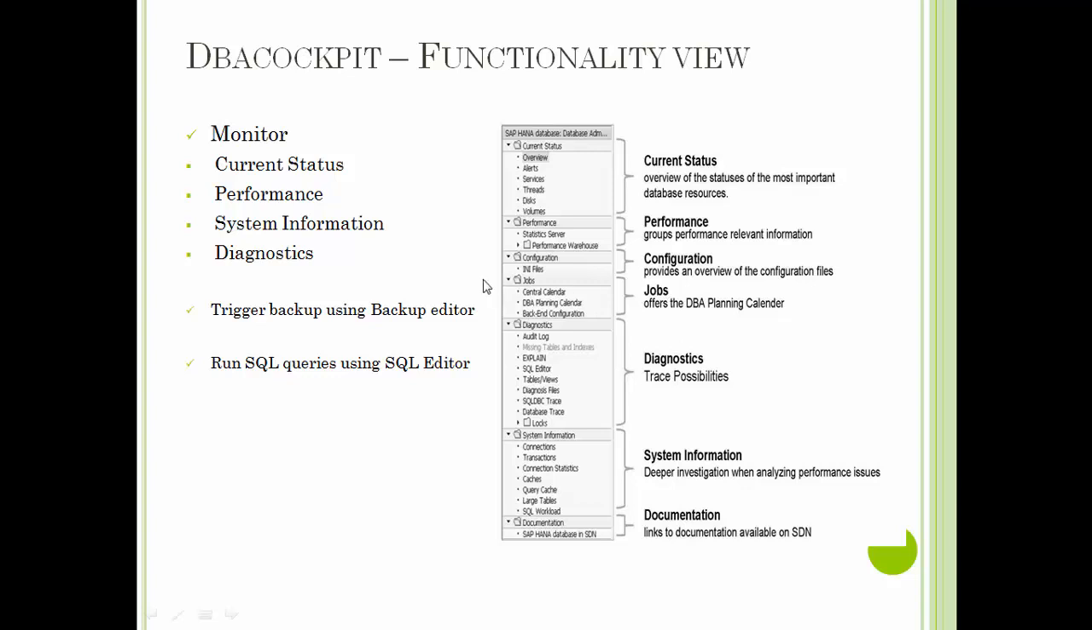And we have a jobs section also where we can schedule certain background jobs, that is to run any jobs in the background automatically without manual intervention. You can schedule a job for backup, regular backups to run at particular timestamps that we want. So using the DBA planning calendar, which is the most important option in DBA Cockpit, which is not available in SAP HANA Studio. So this automatic setting of background backup triggering is not available with SAP HANA Studio, but available with DBA Cockpit.